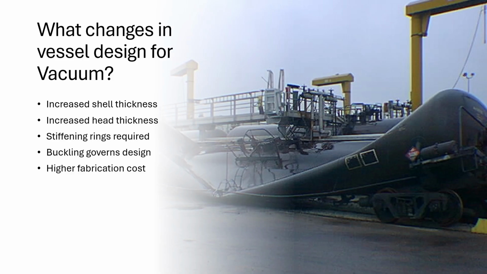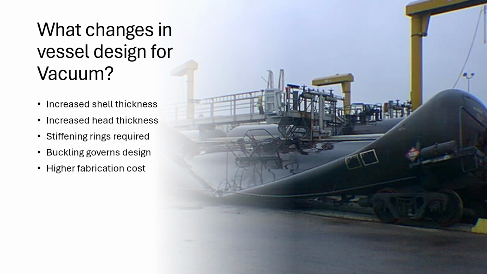Now, what changes in vessel design for vacuum as opposed to when a vessel is designed for pressure? When vacuum is specified, vessel design philosophy changes completely. Instead of strength, the governing failure mode becomes buckling and instability. To resist external pressure, shell thickness and head thickness often increase. In many cases, stiffening rings are required.